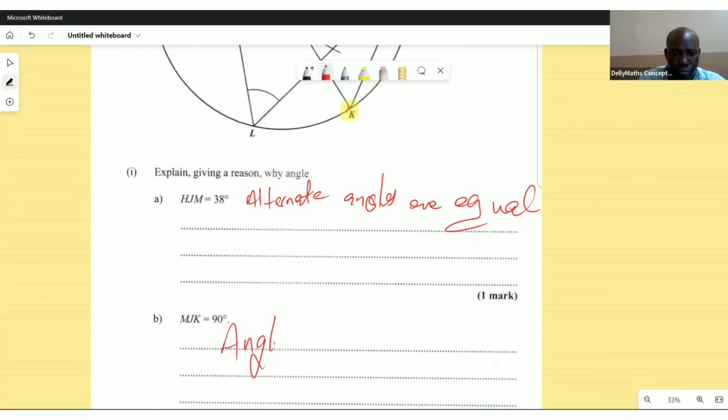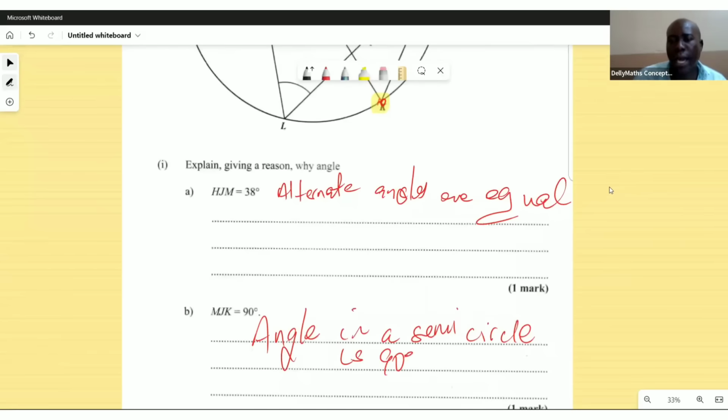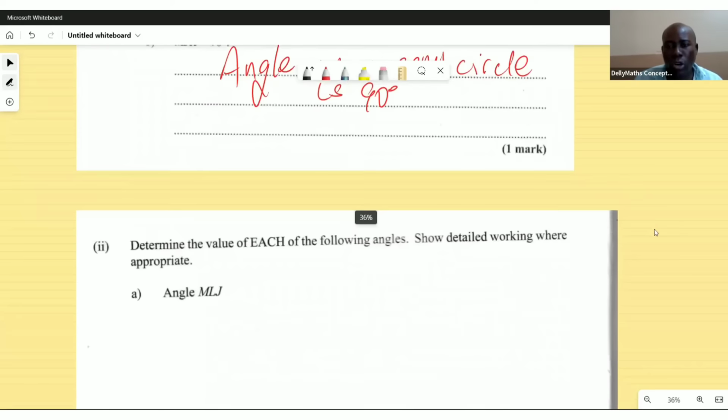Angle in a semicircle is 90 degrees, providing that it's subtended from the endpoints of the diameter, right? Providing that the angle is subtended from the endpoints of the diameter, which is at M and K, and then it went to the circumference at J. Now, those are the provisions that we are referring to, right? So we have that. All right, let's go deeper.